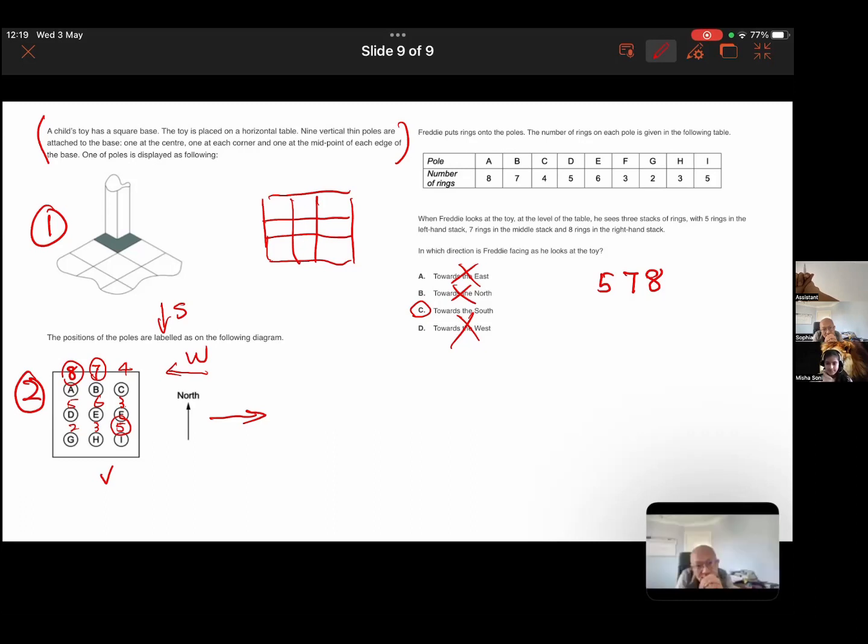So today, some of the questions, Misha, are really about how you understand the question. Actually, the question itself is not that hard, but it does need a little bit of time to read it and understand the information.